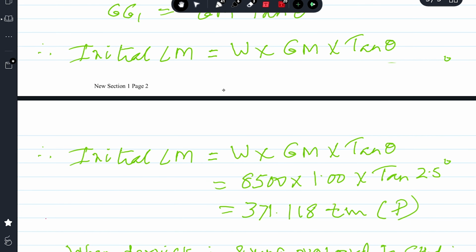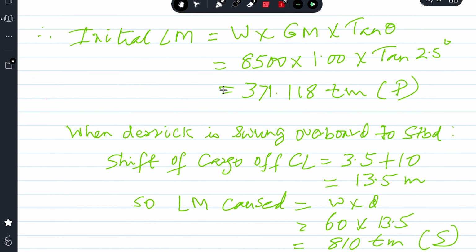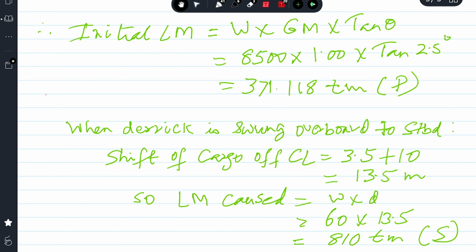So net listing moment will be always equal to the final GG1 into displacement.